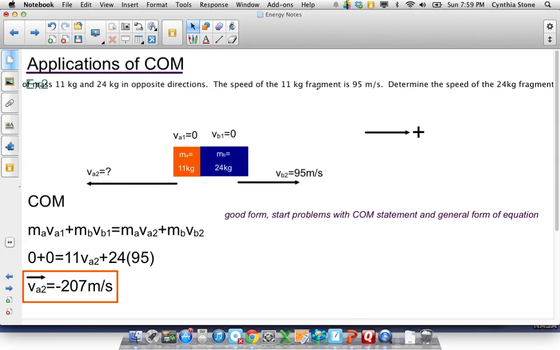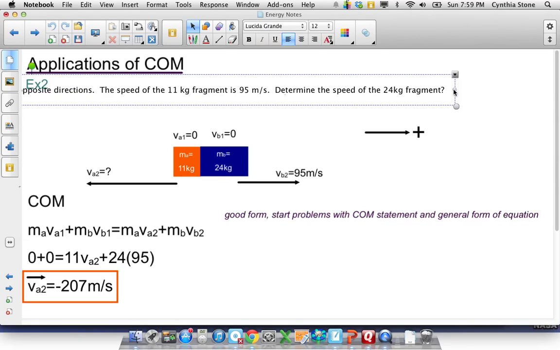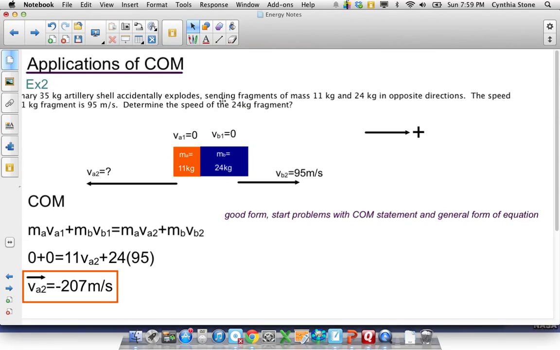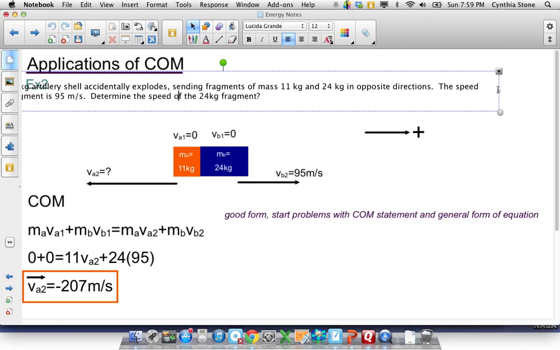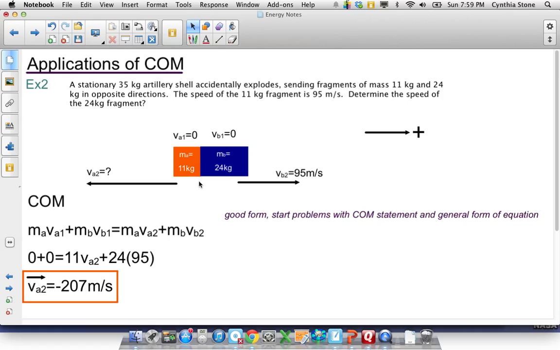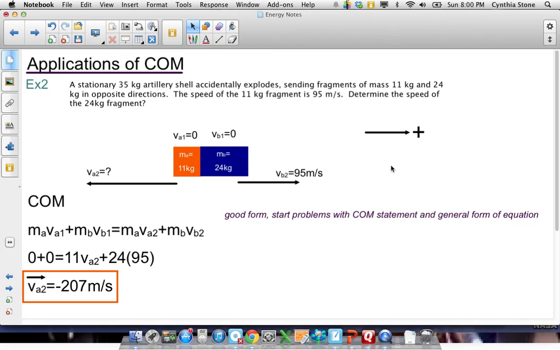So here we have what's going on: you've got some sort of, I call it an artillery shell, and it breaks into 2 fragments. And so they move in opposite directions of each other. And we know one fragment's 11 kilograms, and we know how fast it's going. Well, what's the speed of the second one? Okay, so they initially start at 0, they're just sitting here, then the thing explodes. So the smaller piece goes 95 meters per second. The bigger piece goes in the opposite direction, and we know it's 95.